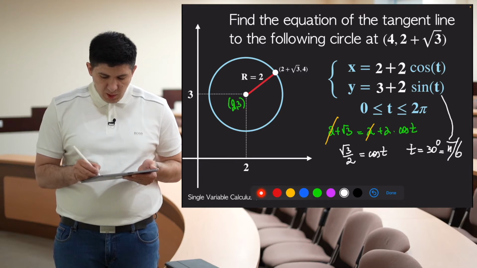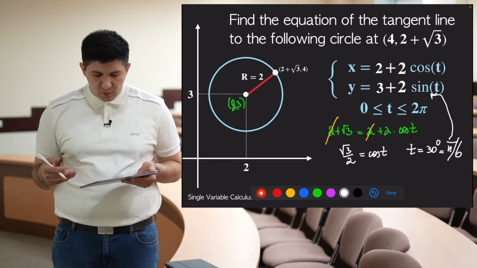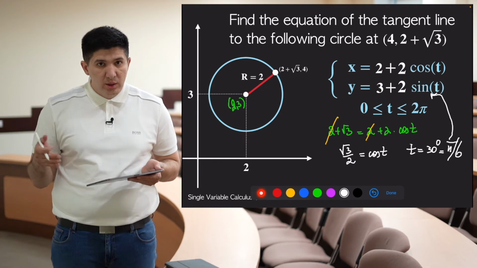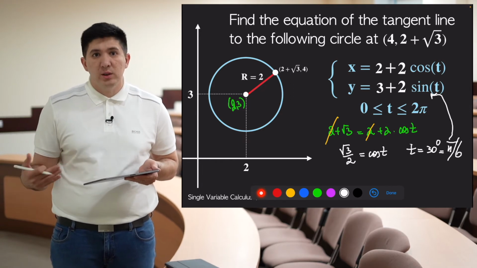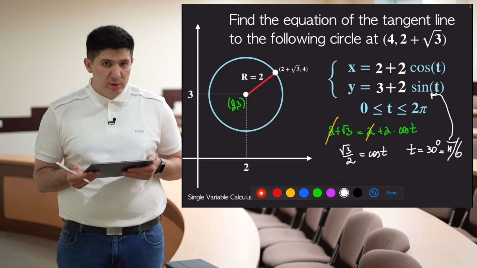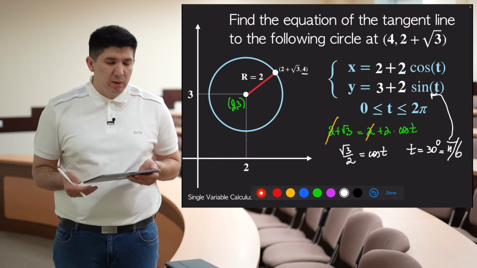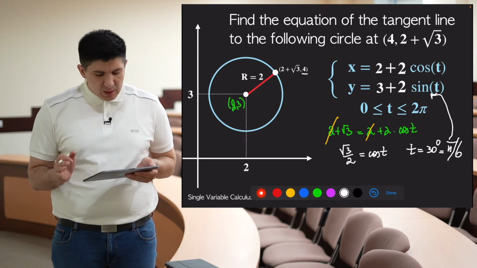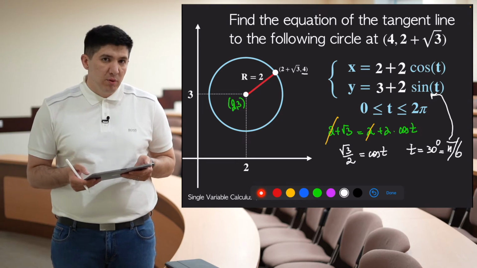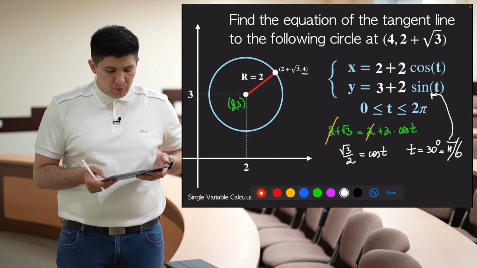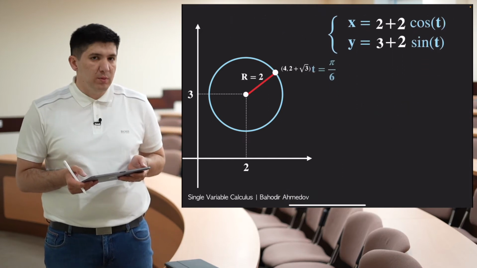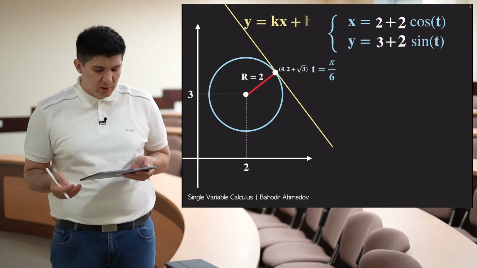Well, if you substitute the pi over 6 to here, what you get is 3 plus 2 times the sine of pi over 6, and we know that the sine of pi over 6 is equal to, say, 1 over 2. It's going to be 3 plus 1, which is 4, which is the y-coordinate of this point. Well, t equal to pi over 6 for this parametric equation of the circle is going to give you the coordinates of this particular point.